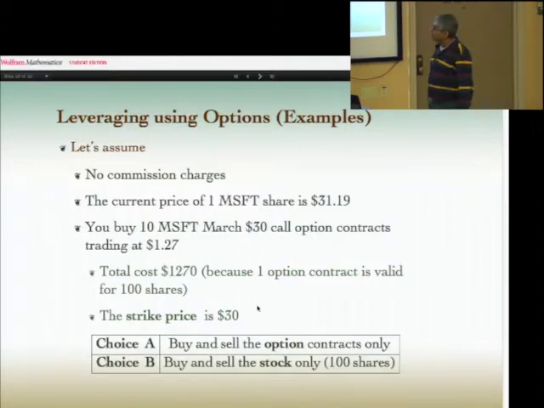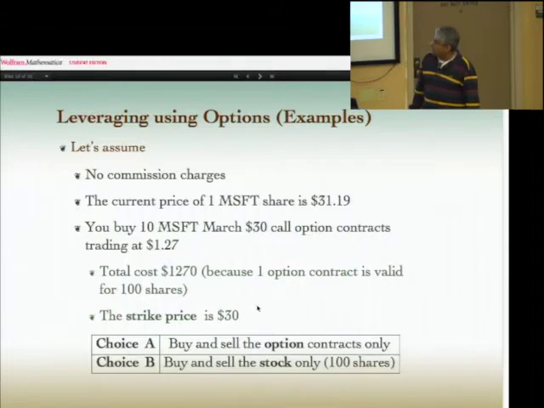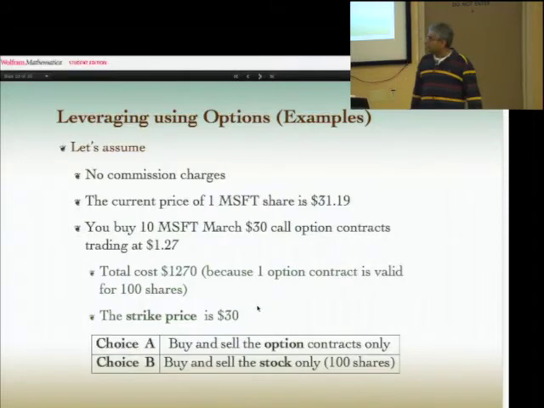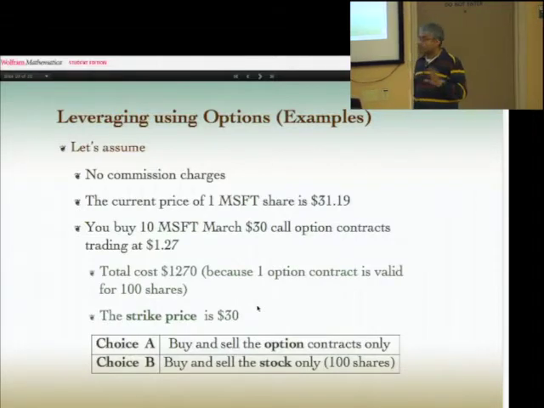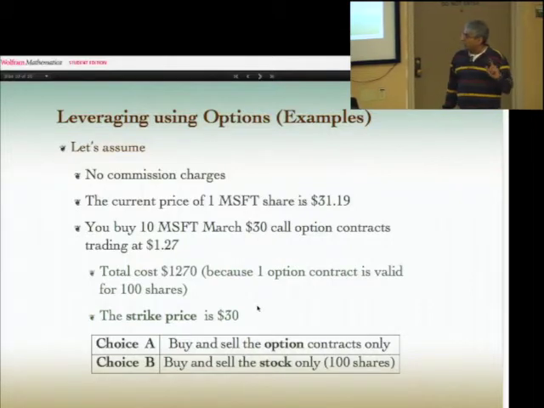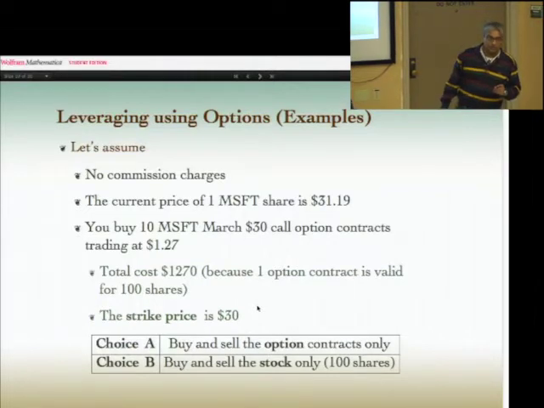So let's say one share of Microsoft currently is at $31.19 a share. You buy 10 Microsoft March 30 call option contracts. Let's parse that. You've got 10 contracts, each of them worth 100 shares, so you're controlling 1,000 underlying Microsoft shares. You buy a March contract, so it's going to expire on the third Friday of March. It's a strike price of $30.